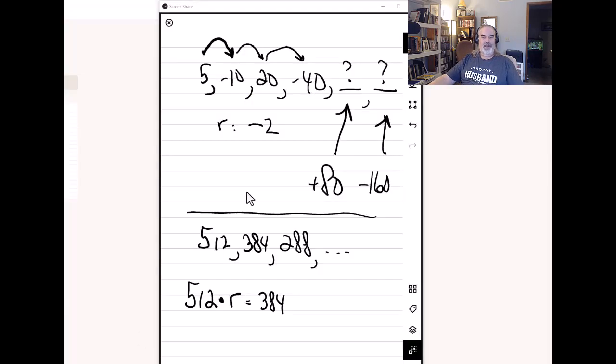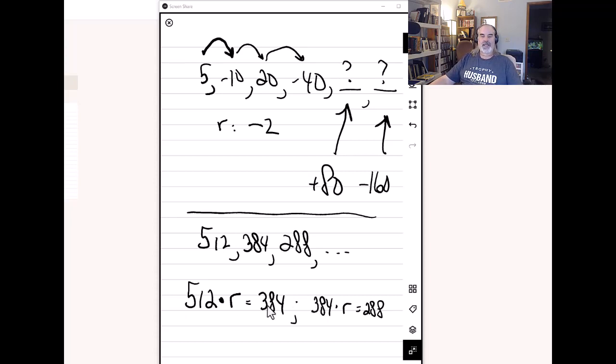Whoops, I'm not showing you this. There we go, down here at the bottom. 512, 384, 288. So 512 times what mystery number gives us 384, and then also that 384 times the same mystery number is supposed to get us 288. What is this mystery number?